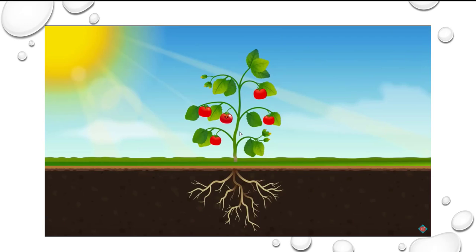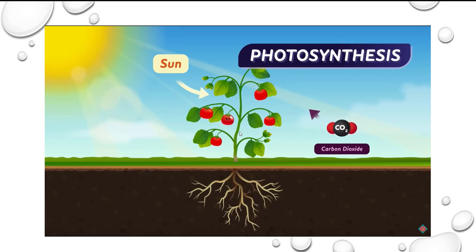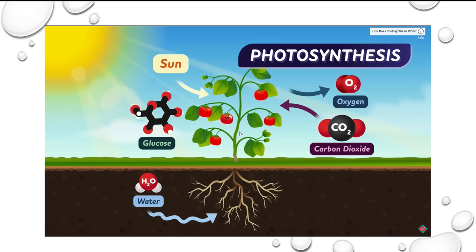Most of the usable energy on Earth comes from the sun. But most animals like us can't use it right away. That's where plants come in. Through photosynthesis, plants combine energy from the sun with carbon dioxide and water to make sugars like glucose, which plants use as food.